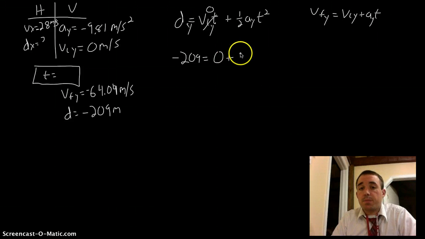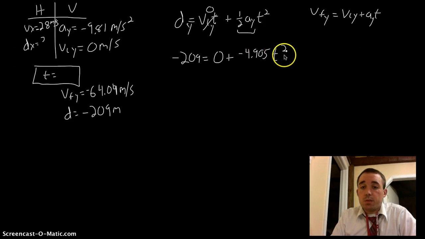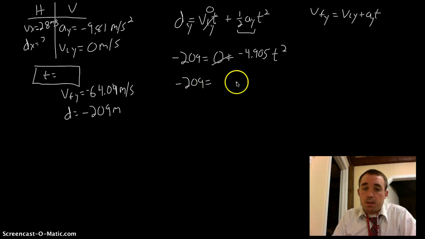0 plus 1/2 of negative 9.81 is negative 4.905. So I'm just going to combine these two right away: 1/2 of negative 9.81, negative 4.905, times T squared. So this piece goes away. I get negative 209 equals negative 4.905 T squared.